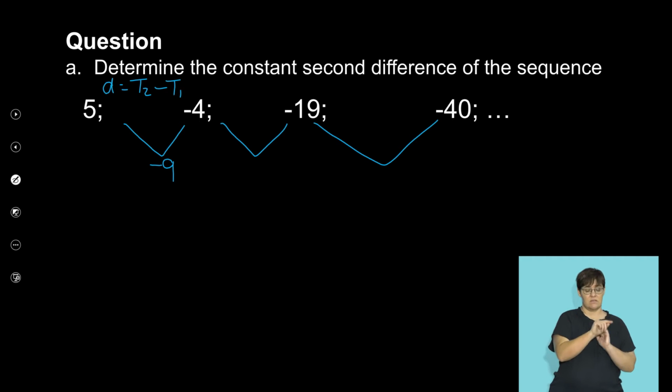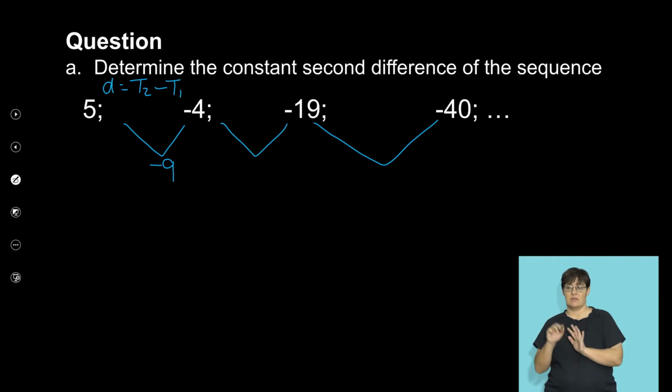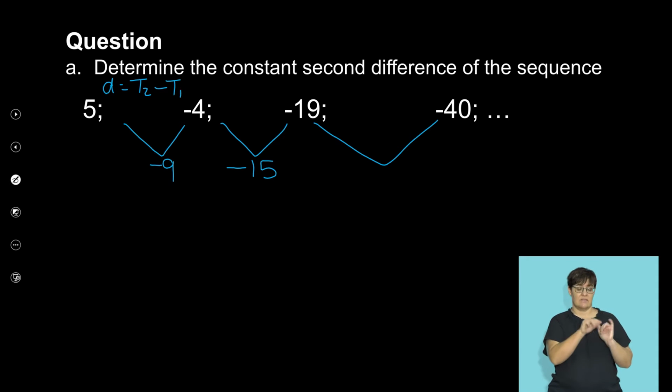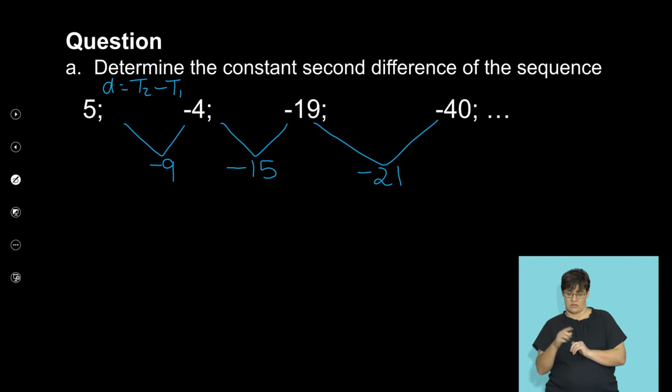Then moving on to the difference between -4 and -19, if you substitute into your D formula, you will get that there's a difference of -15. Moving on, if I want to see what the difference is between -19 and -40, I can see that there is a difference of -21, because -19 minus 21 is equal to -40.